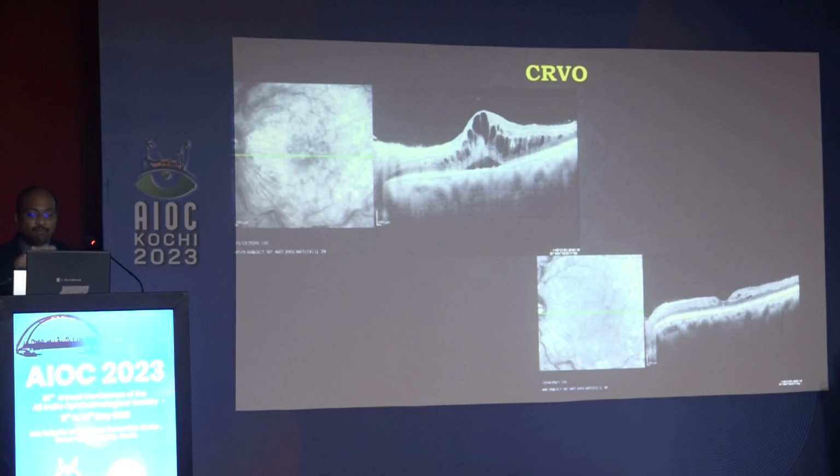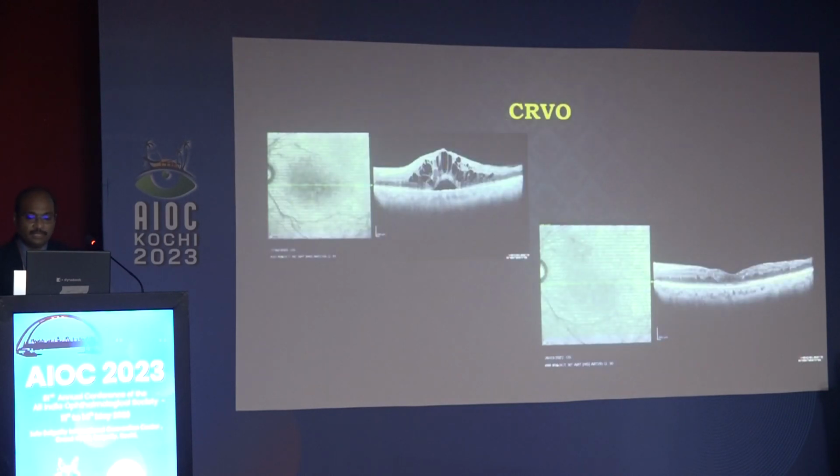Similarly, CRVO, you have a mountainous edema. So it will be on both sides, and you can see that tomato ketchup kind of appearance on the infrared, and again it regresses well with anti-VEGF. Another example of the same.